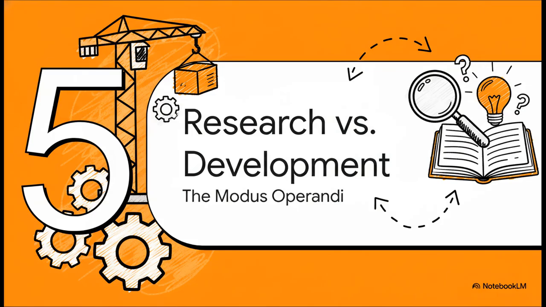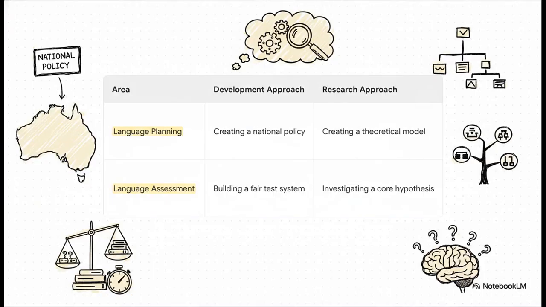Now, running through all of these examples is one last, really crucial distinction we need to make. It's the difference between the development mode and the research mode. Or, to put it simply, it's the difference between building a specific solution to a problem right now and investigating a bigger, broader, theoretical question. This table breaks it down so well.